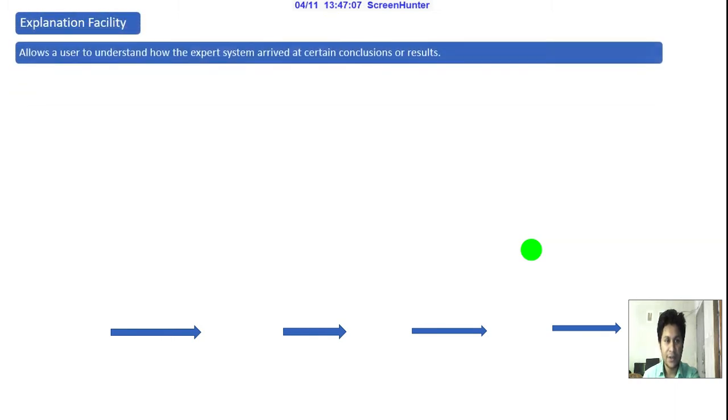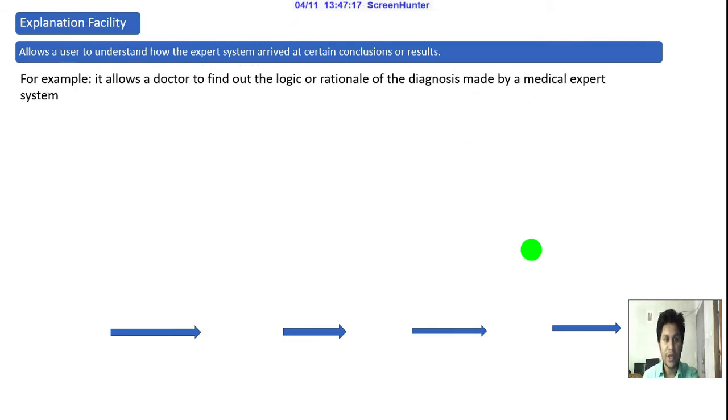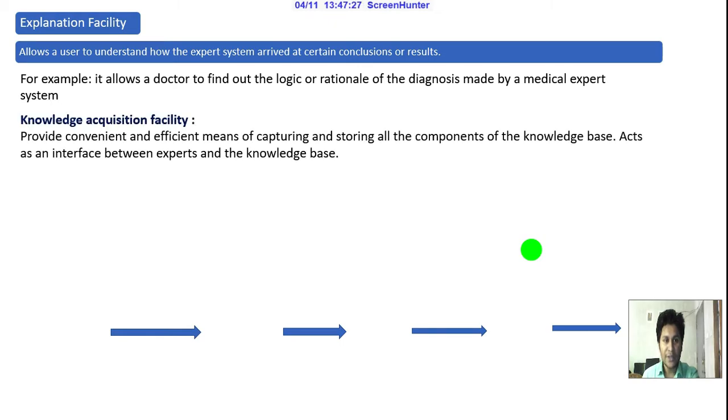Explanation facilities allow a user to understand how the expert system arrived at certain conclusions or results. For example, it allows a doctor to find out the logic or rationale of the diagnosis made by a medical expert system. Knowledge acquisition facilities provide convenient and efficient means of capturing and storing all the components of the knowledge base. It acts as an interface between the expert and the knowledge base.